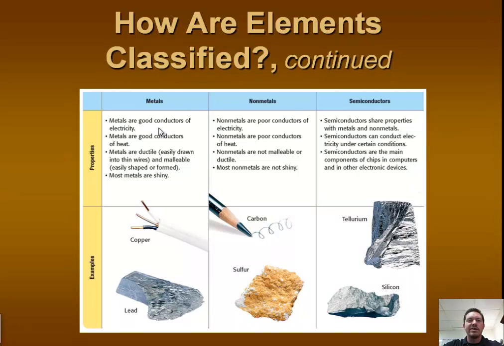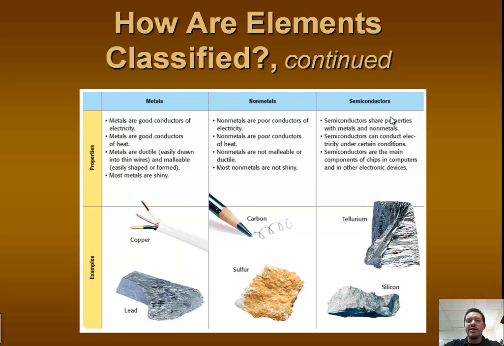So metals are good conductors of electricity and good conductors of heat. They're ductile, which means they're easily drawn into wires, malleable, so they can be shaped or formed, and most are shiny. We've got a couple examples: copper, lead. Non-metals are not good conductors of electricity or heat, they're not malleable, they're not shiny. Basically, they're the opposite of metal. Carbon, sulfur, these are elemental examples.